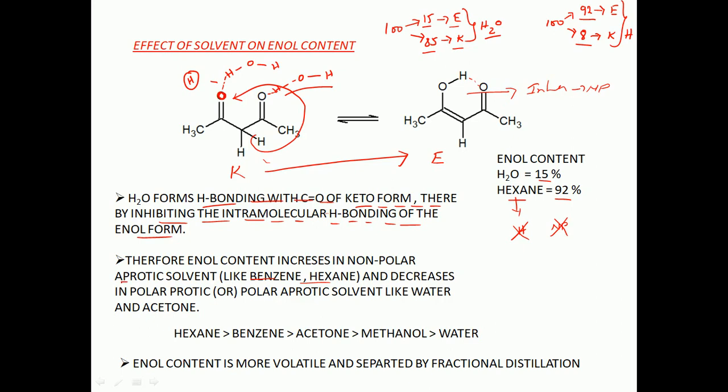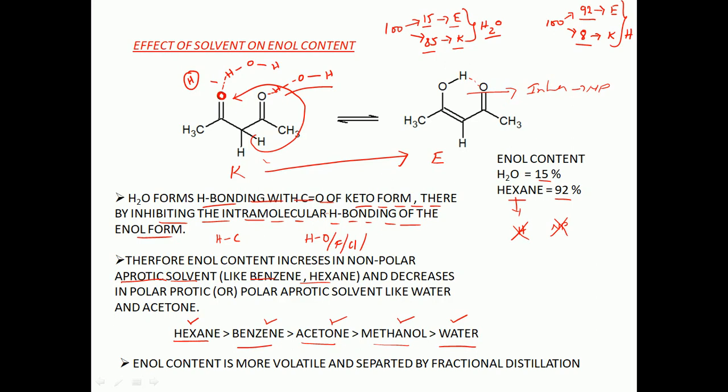So what is an aprotic solvent? Aprotic solvents are those where hydrogen is attached to a non-electronegative atom like carbon, and enol content decreases in polar protic solvent. In polar protic solvents, hydrogen is attached to an electronegative atom like oxygen, fluorine, chlorine. These are called polar protic solvents. So the percentage of enol will be more in hexane, next in benzene, acetone, methanol and water. Water is polar protic, methanol is polar protic, acetone is polar aprotic, benzene is non-polar, hexane is also non-polar.